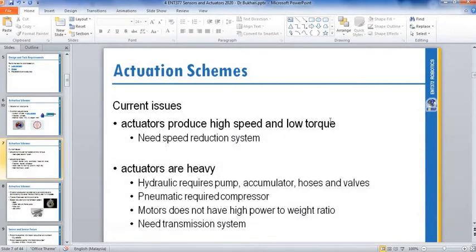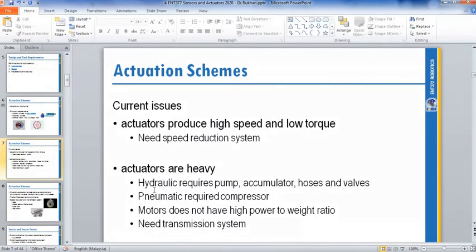If you want both high speed and high torque, normally the motor is like a brushless motor, or the other one is planetary. So the price is higher, but it gives high torque and high speed.